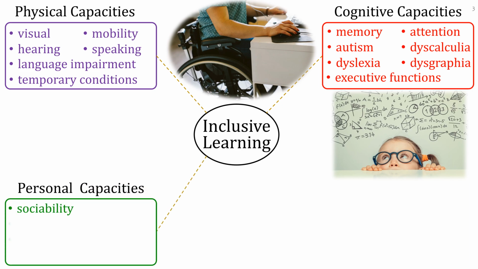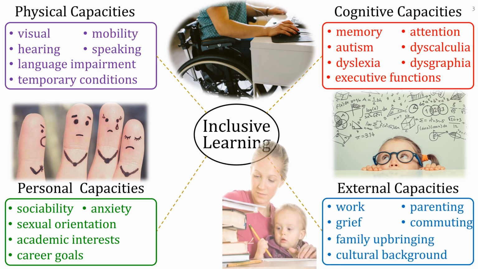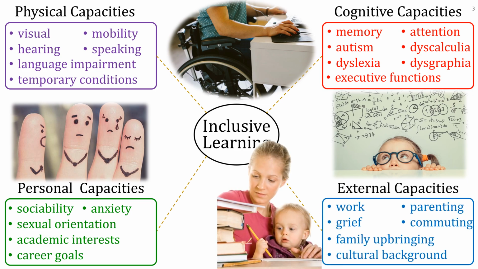Another element is personal capacities. I like this picture of the fingers because not only does it show the antisocial behavior and emotions, but also the idea that we are as unique as our fingertips. And then finally, there is an element of external capacities. So things about their home, their background, and so forth.